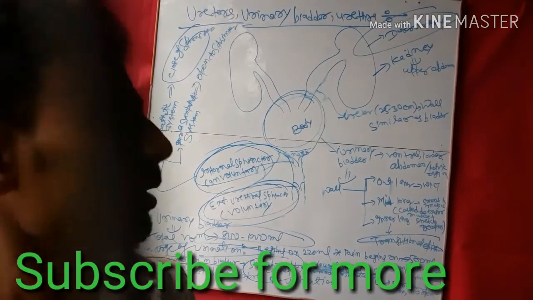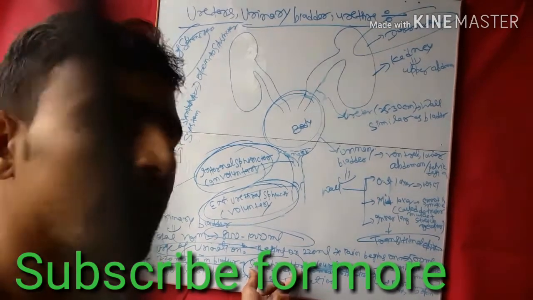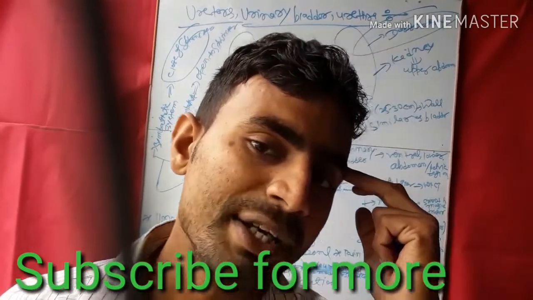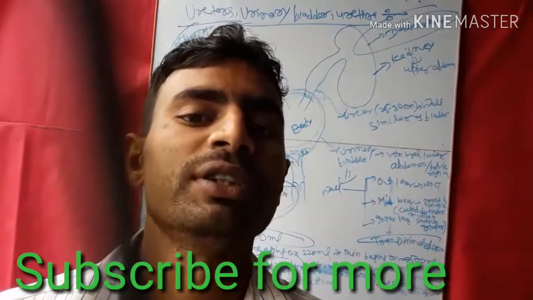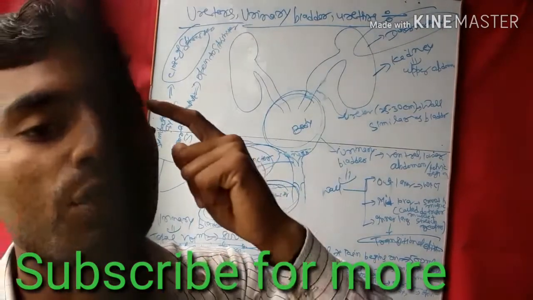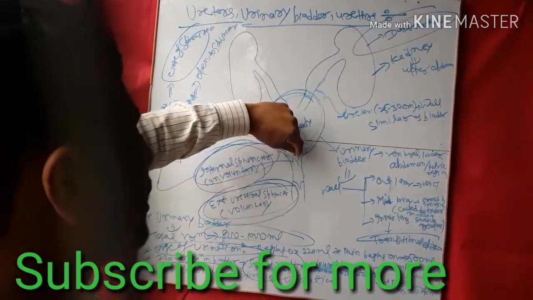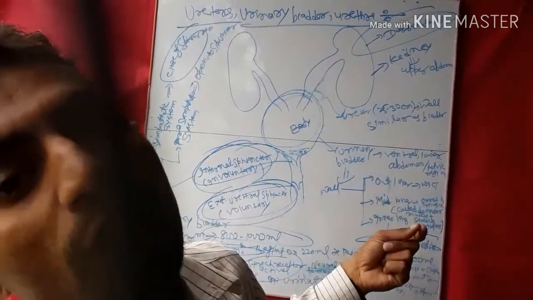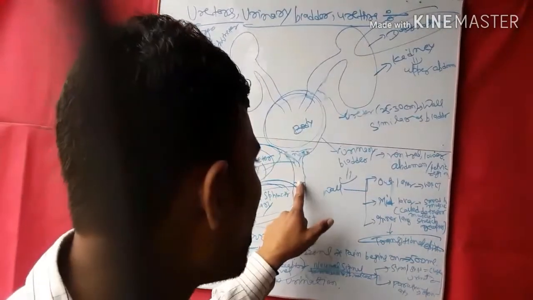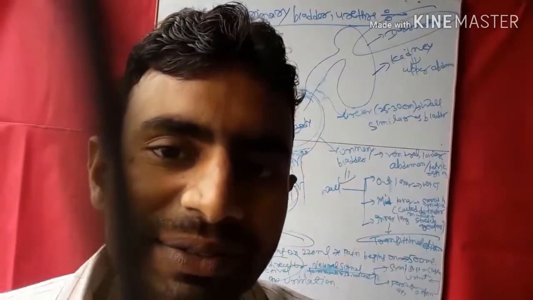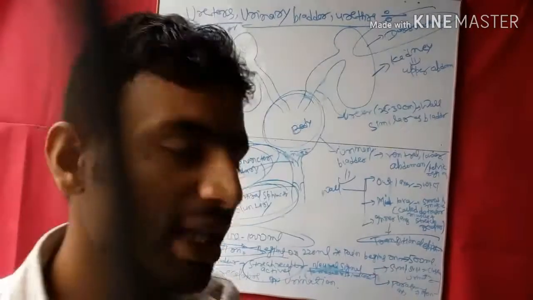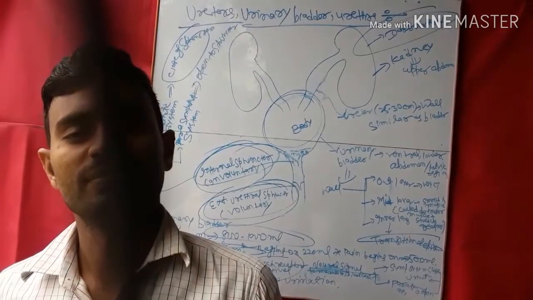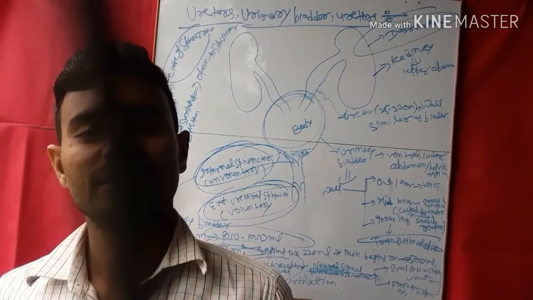Why? Because if the stretch receptor does not activate, then the neural signal does not go to the medulla and spinal cord. If the signal does not go to the spinal cord and medulla, then the internal sphincter will not open. If the internal sphincter does not open, then how will urine come out from the urinary bladder? So the stretch receptor is necessary for urination. Okay, thank you.